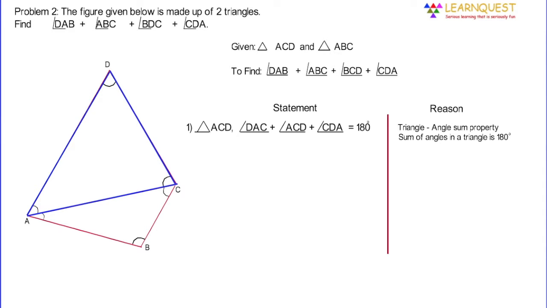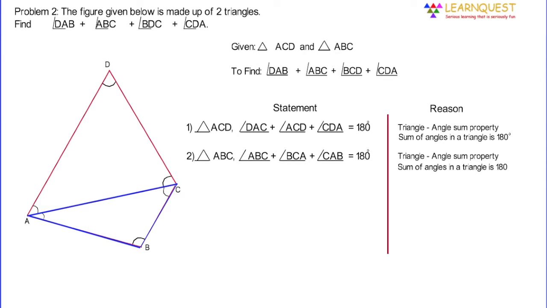Now, just as we did for triangle ACD, let us now look at triangle ABC. In this triangle as well, the sum of all the angles will be equal to 180. So let us write that down as statement number 2. That in triangle ABC, angle ABC plus angle BCA plus angle CAB equals 180 degrees. And the reason is the same as the first case, that is the triangle angle sum property, which states that the sum of the angles in a triangle is 180 degrees.